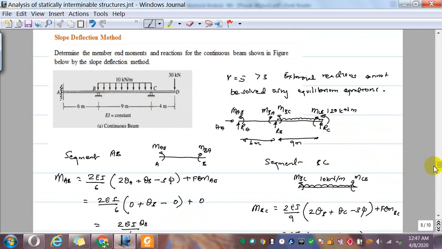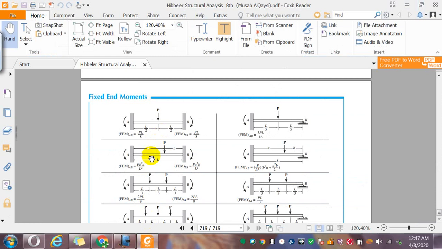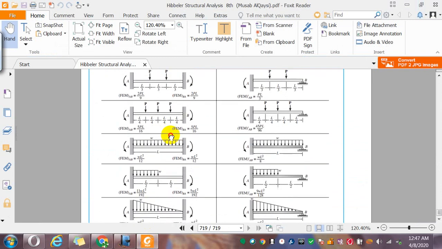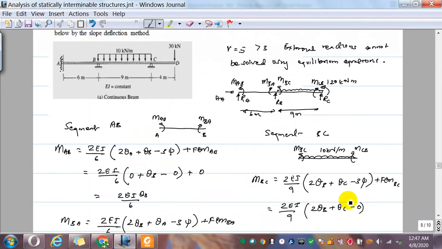So FEM BC, for a uniformly distributed load, the fixed end moment can be read from this chart. If you have both ends fixed and a uniformly distributed load, then the fixed end moment is WL squared over 12. So I can substitute WL squared over 12. So W is 10.